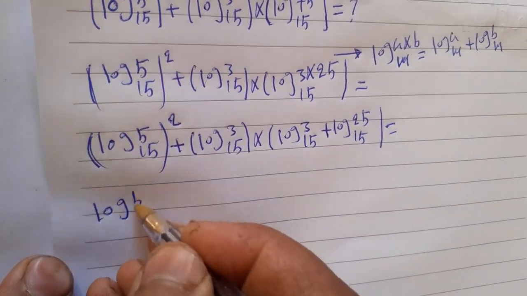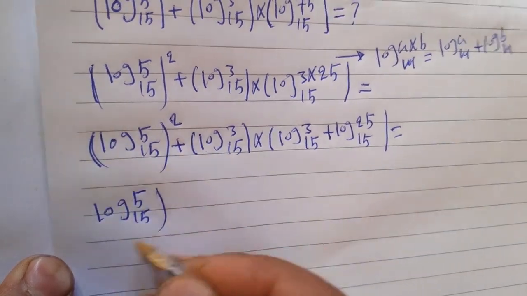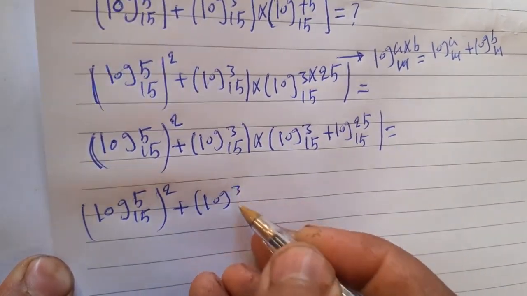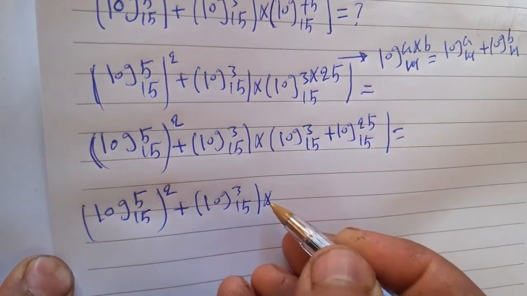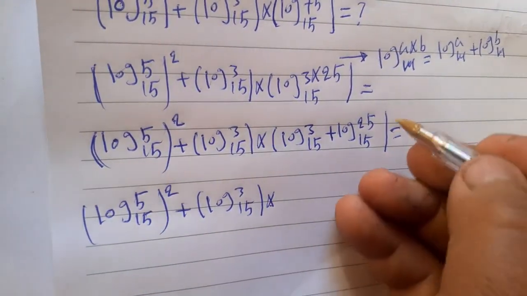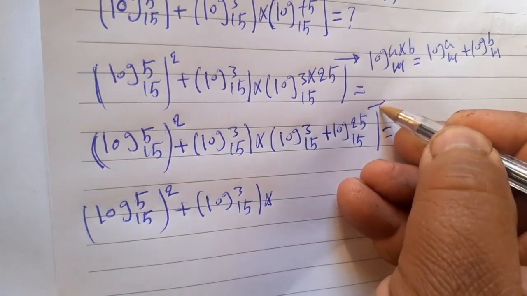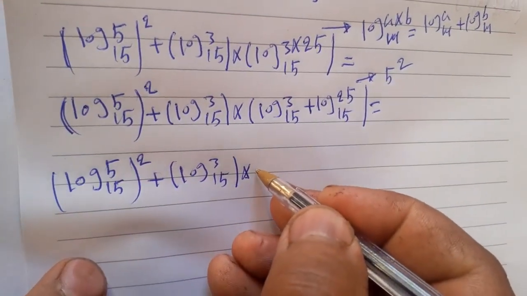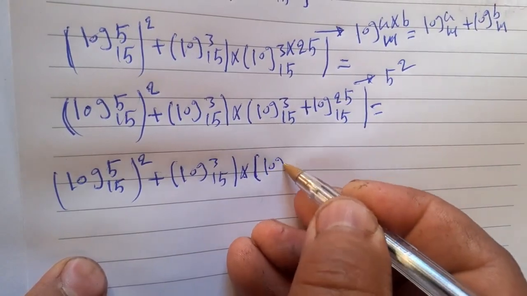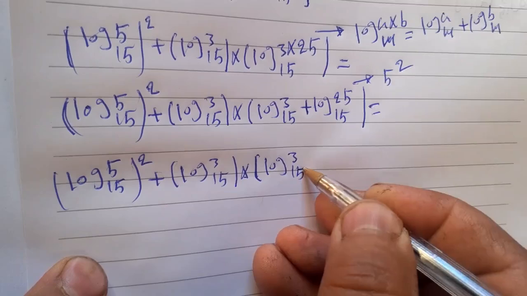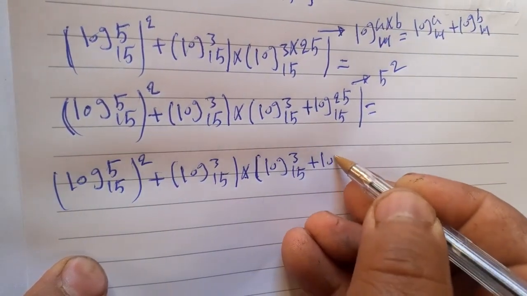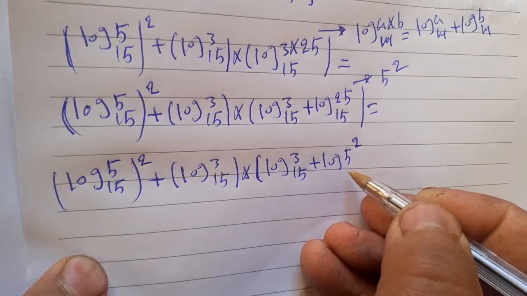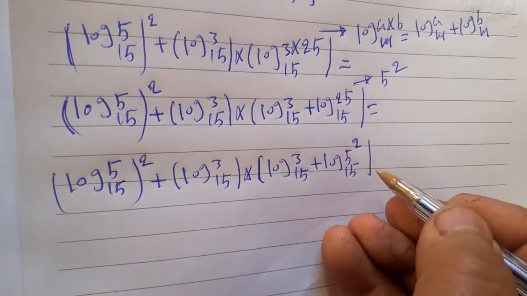Log 5 base 15 squared plus log 3 base 15 times the bracket, where 25 equals 5 squared: log 3 base 15 plus log of 5 squared base 15.